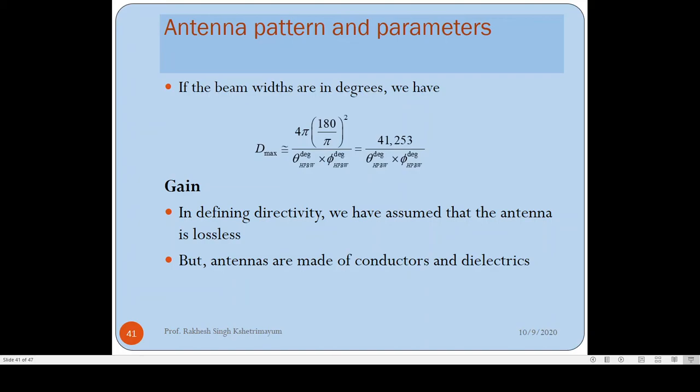So now when we define directivity, we have not taken losses into account. We have neglected it. But an antenna is usually made up of metal conductors or dielectrics, so all these conductors and dielectrics have some inherent losses. So the definition is not proper. We need to take losses into account also. That is taken care of by defining another antenna parameter, which is called the gain of the antenna.